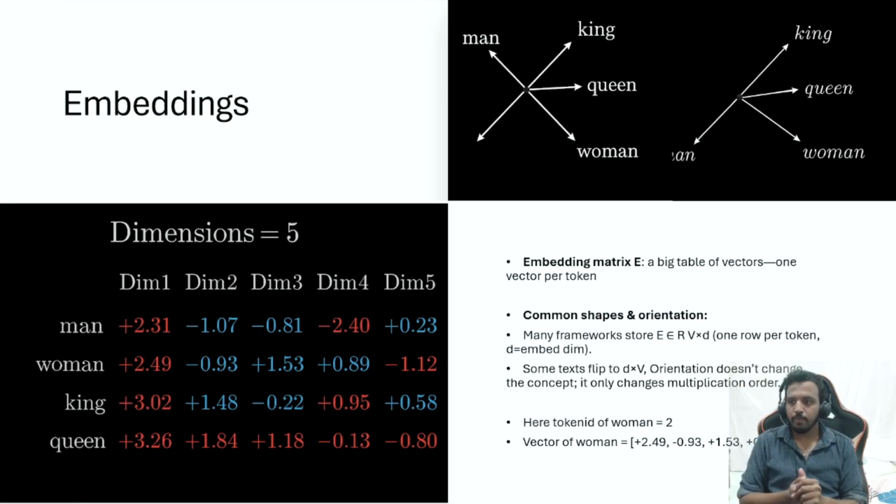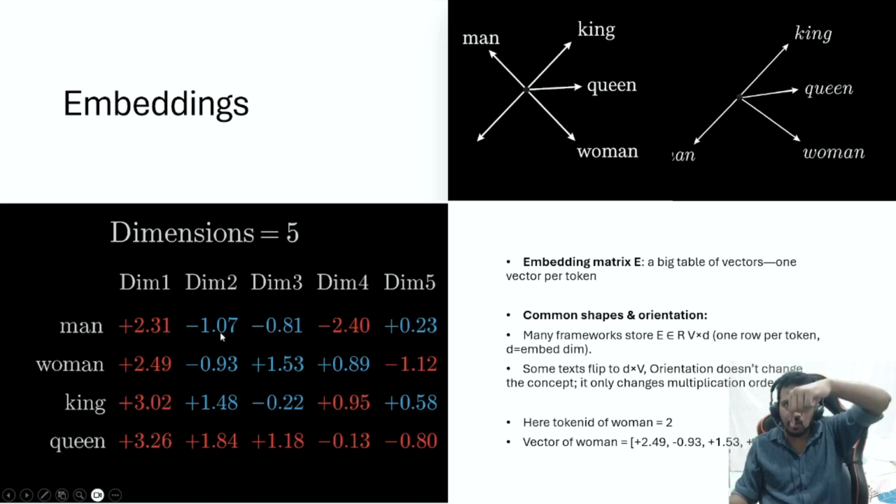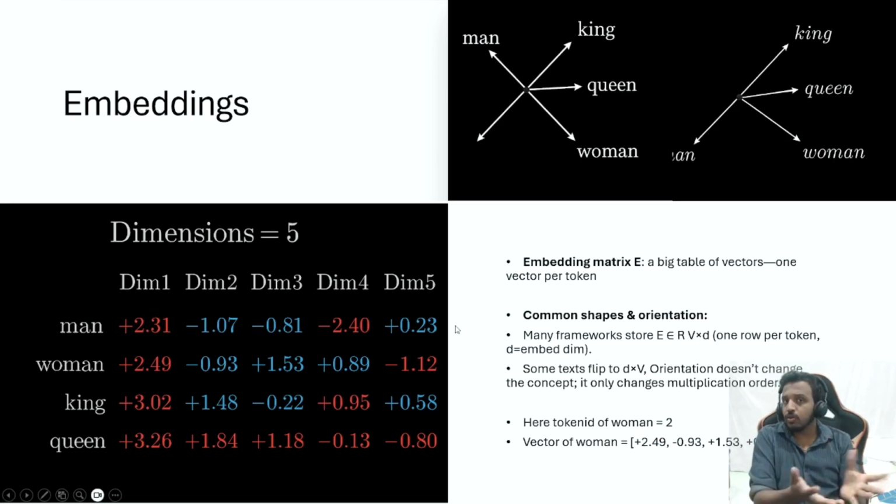All right, so with this context, let's move on to our example. Let's say now we are talking about 5 dimensions. You can see dimension 1, dimension 2, dimension 3, dimension 4, dimension 5. Now if I want to plot Hyderabad on the map, I need two dimensions, which is sufficient. But in our case, we are dealing with 5 dimensions. So the coordinates of man are this. Now you can ask how I got it.